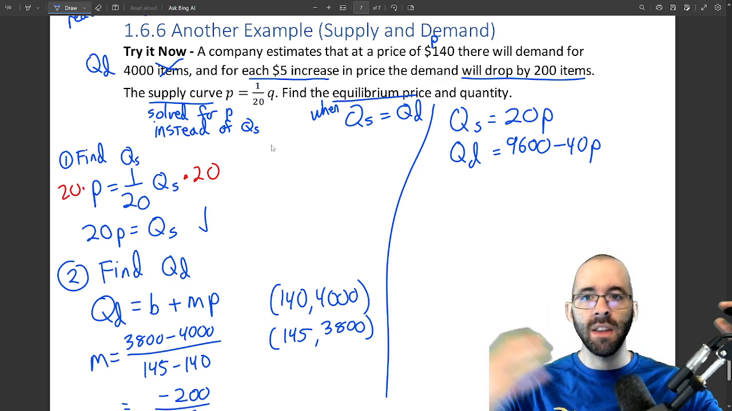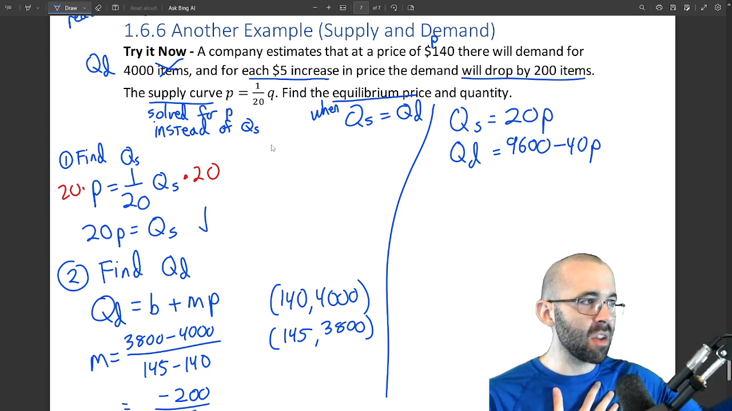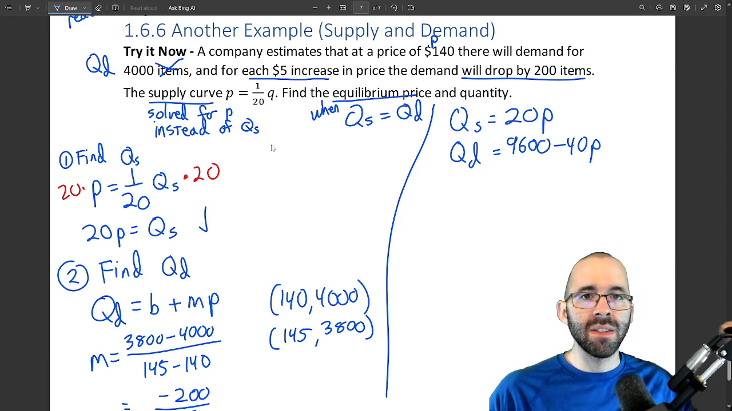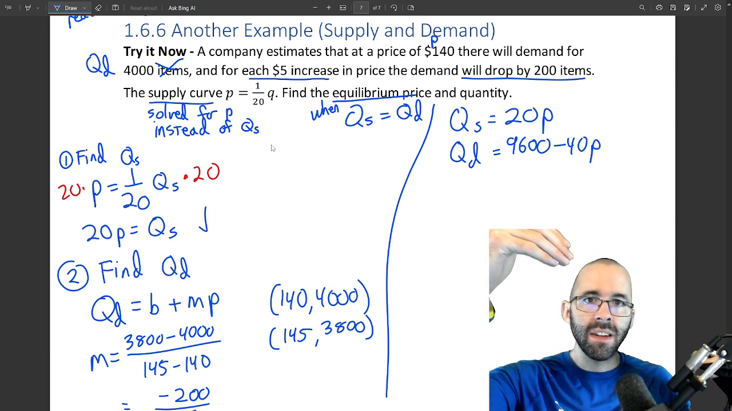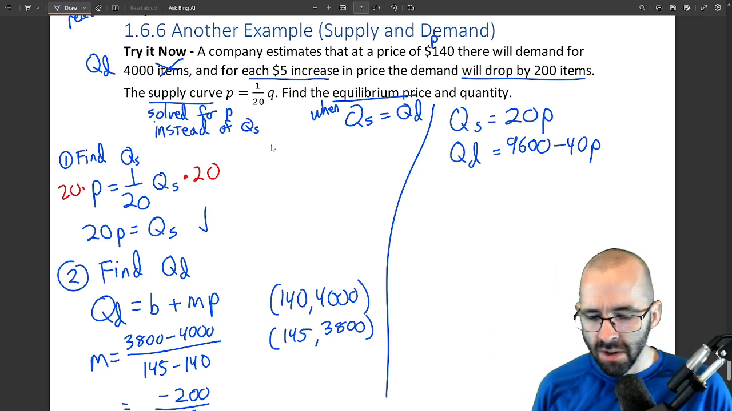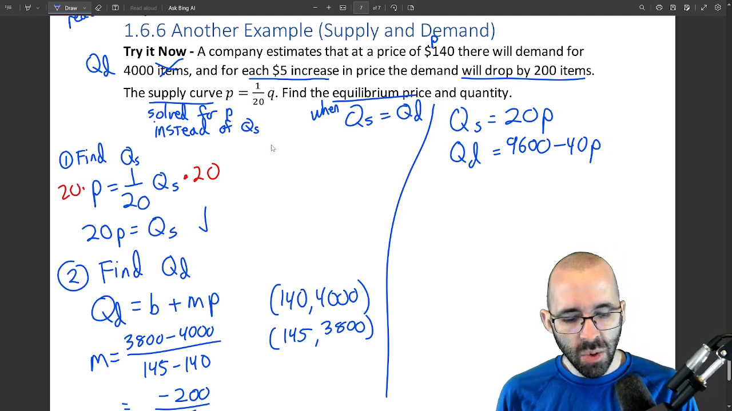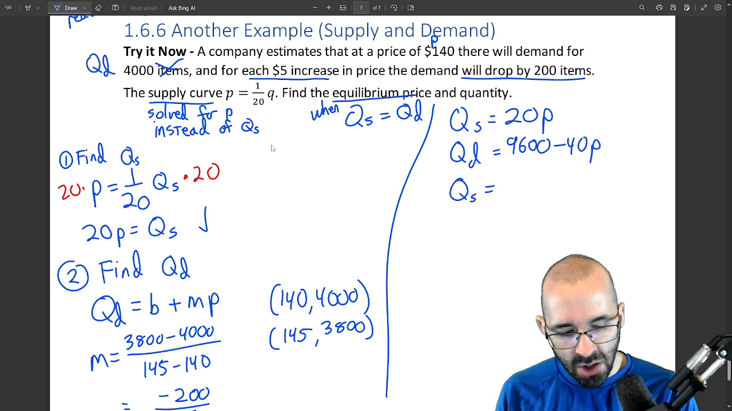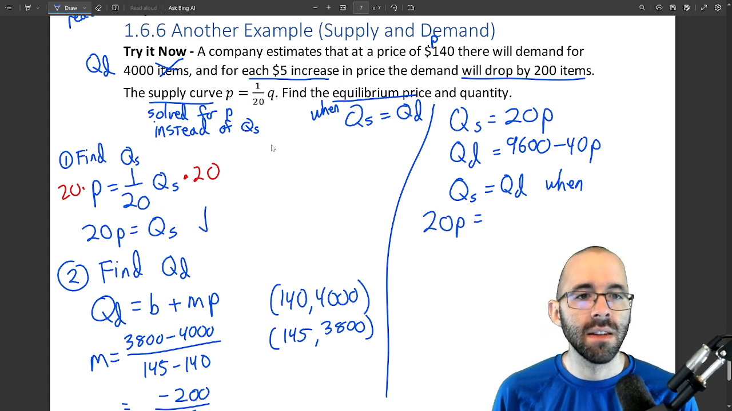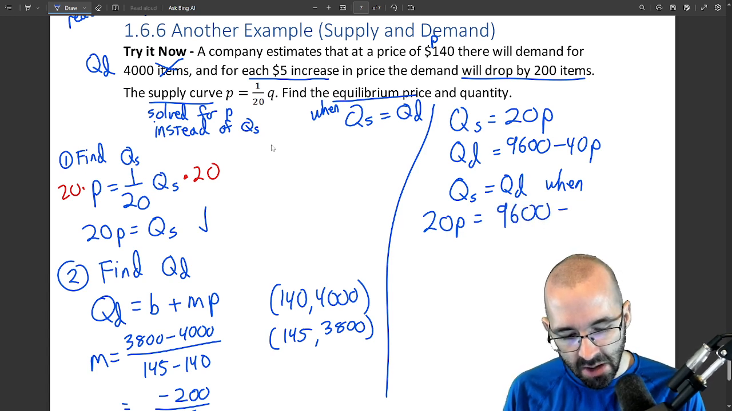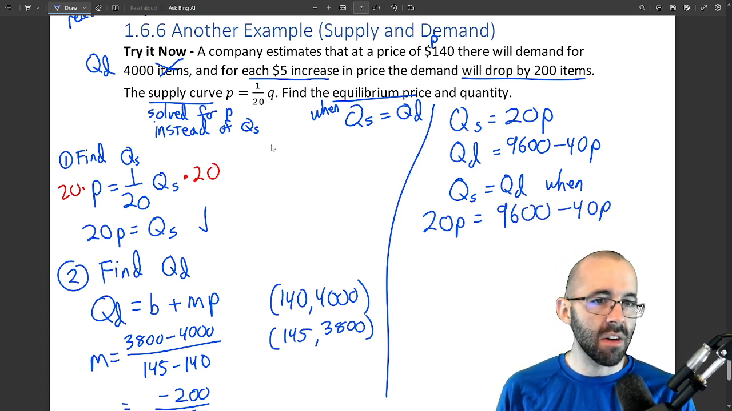And we're curious when the amount of cakes that we want to sell matches up with the amount of cakes that people want to buy. It's a very natural thing to be curious about, right? You don't want to sell things more than people want to buy them necessarily, because then you're essentially undercutting yourself or undermining yourself. So the equilibrium price is going to be when these two things are the same. QS is the same as QD when QS, which is 20p, is the same thing as QD, which is 9,600 minus 40p. And we just solve this equation now.